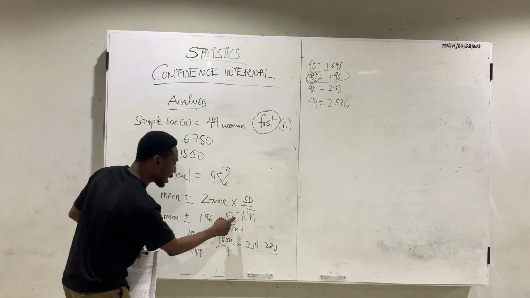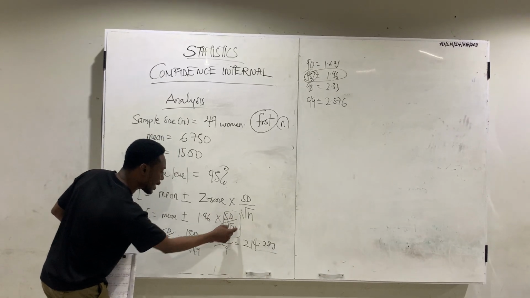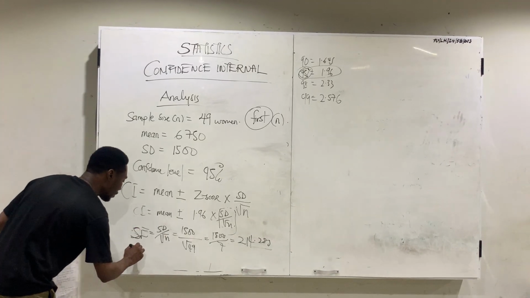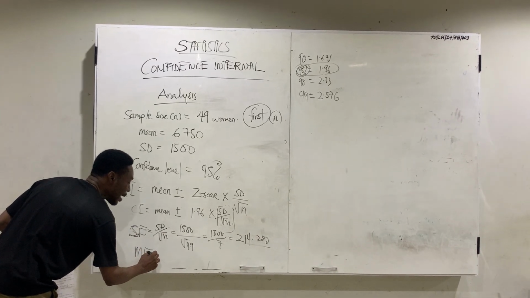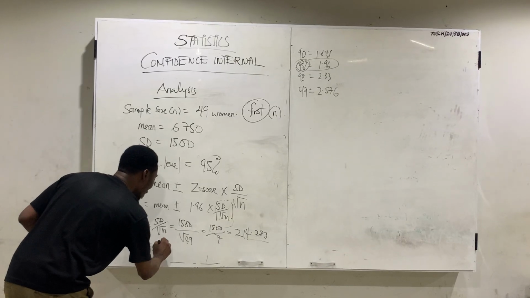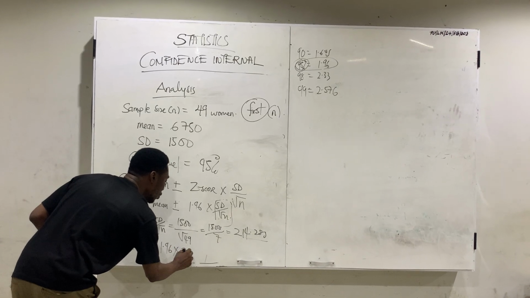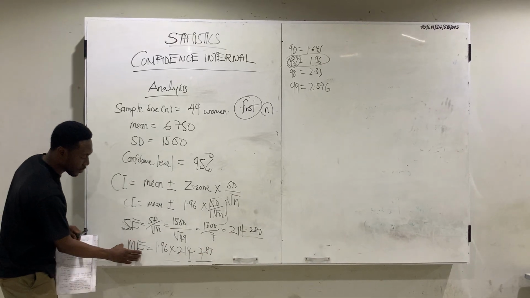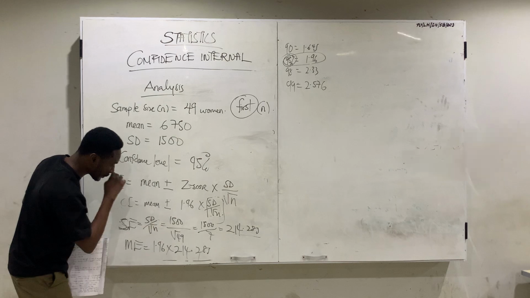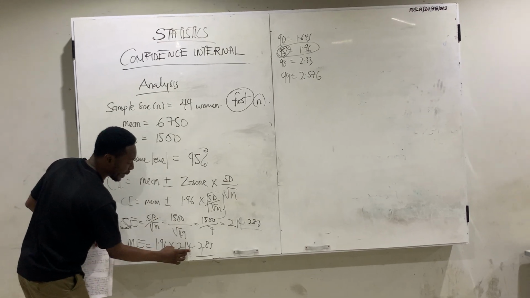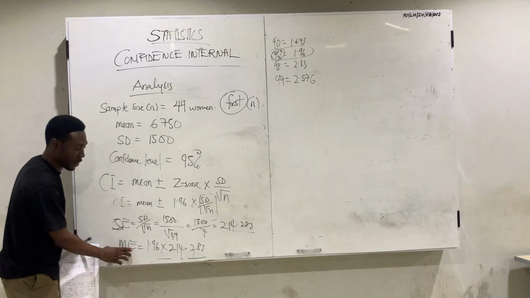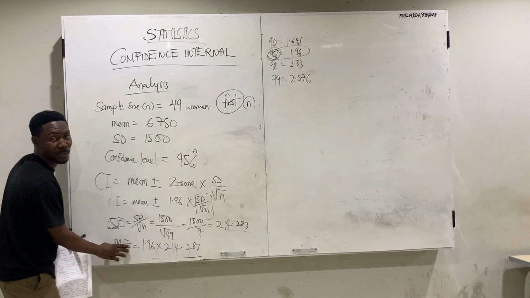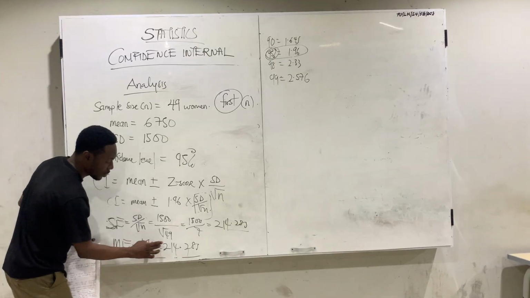Now, after getting the standard error, multiply the standard error by the z-score, and that is the margin of error. And you come and write ME, that's margin of error, is equal to 1.96 times 214.285. You multiply the z-score by the standard error, you get the margin of error.